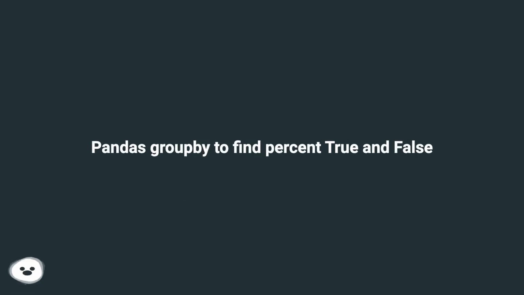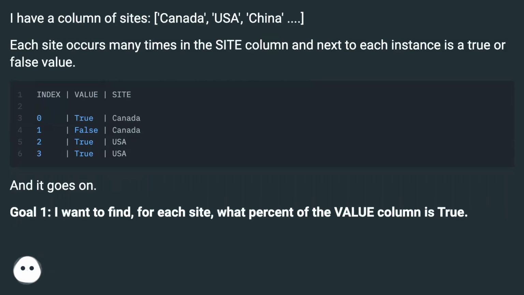Pandas Groupby to find % true and false. I have a column of sites: Canada, USA, China. Each site occurs many times in the site column, and next to each instance is a true or false value.